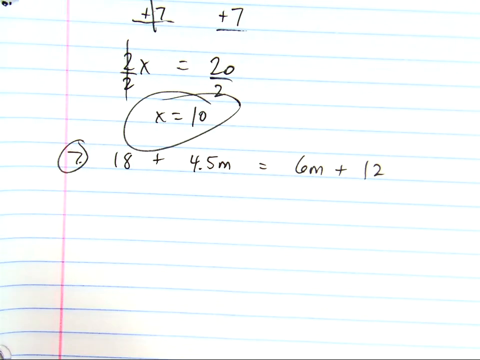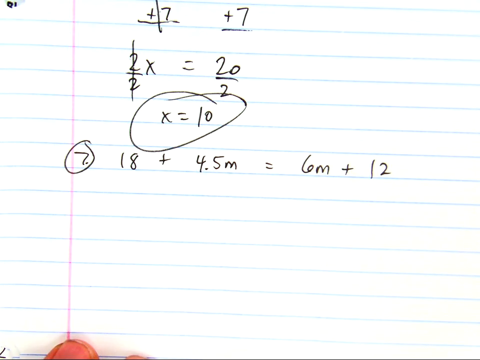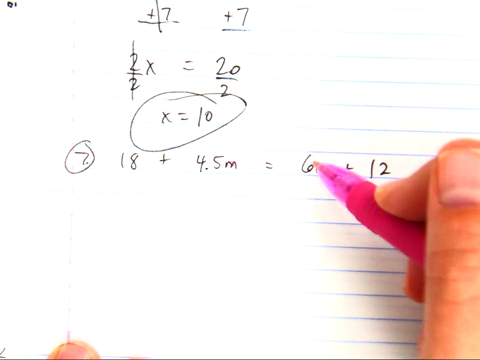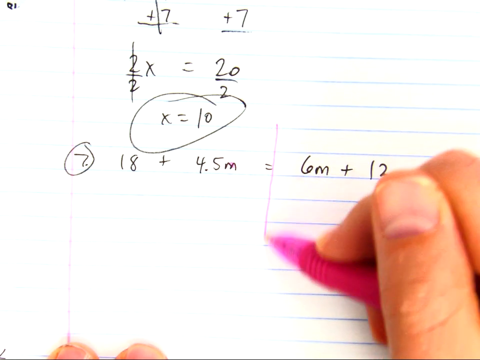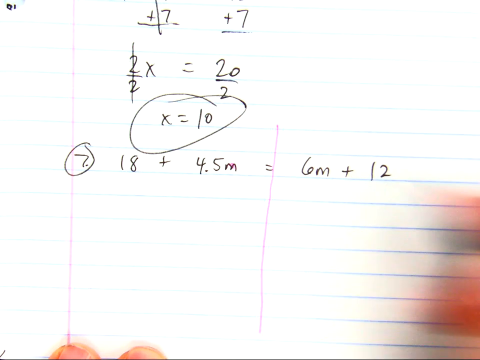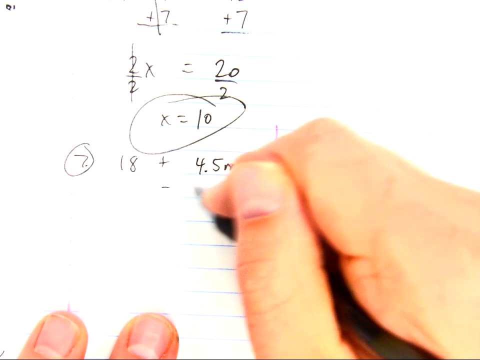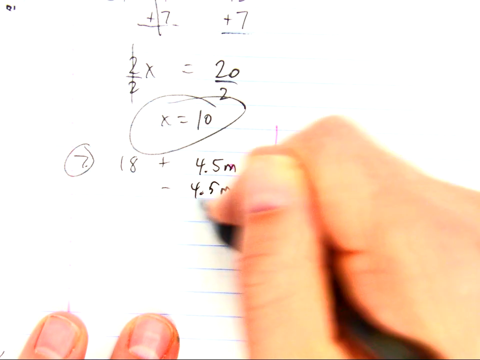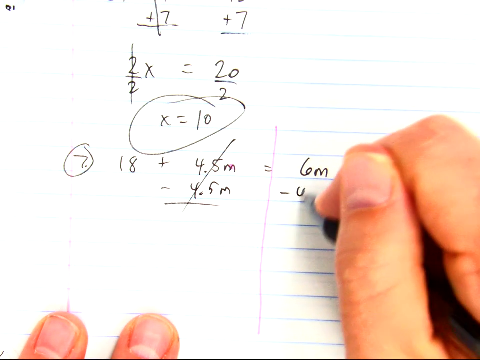I've got some decimal work here. I'm going to put my variables to one side again. I see an opportunity to move this over here. I'd rather do that. Again, make the line if you have to. The equal sign should break up your left and your right hand side. Minus 4.5 m cancels. Minus 4.5 m.